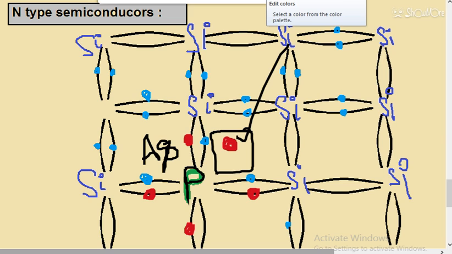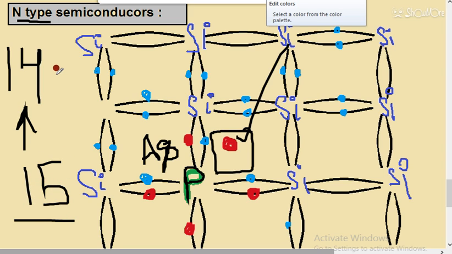So how to get the n-type semiconductor? We have to dope group number 14 element, that is the semiconductor group, with an element of group number 15. So if we add any element of group 15 to group 14, then we will get the n-type semiconductor. Why is it called n-type? Because conductivity is due to the electron. Electron has negative charge, that's why it is called n-type of semiconductor.